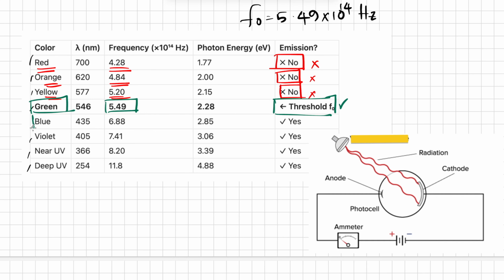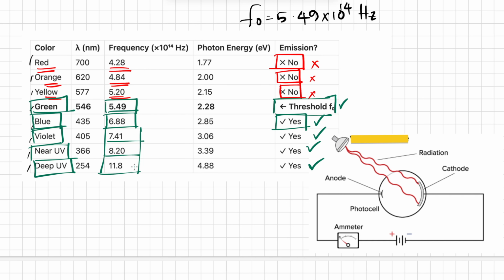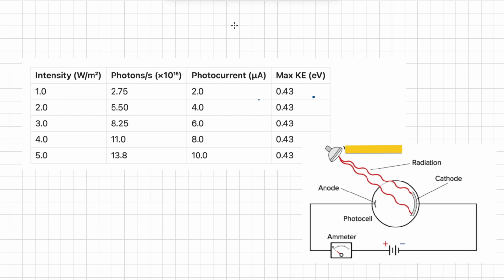But if you use blue light, the frequency is greater than threshold frequency, so there is photoelectric effect. Same for violet, same for UV, near and deep, both of them. Yeah, there is photoelectric emission because their frequency values are greater than the threshold frequency. In the second table, we are using an electromagnetic radiation that has frequency greater than the threshold frequency. Let's say blue light.